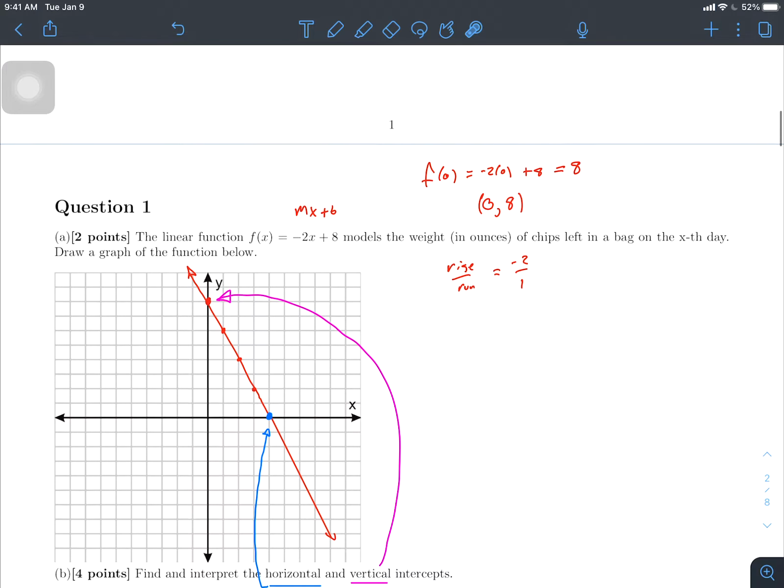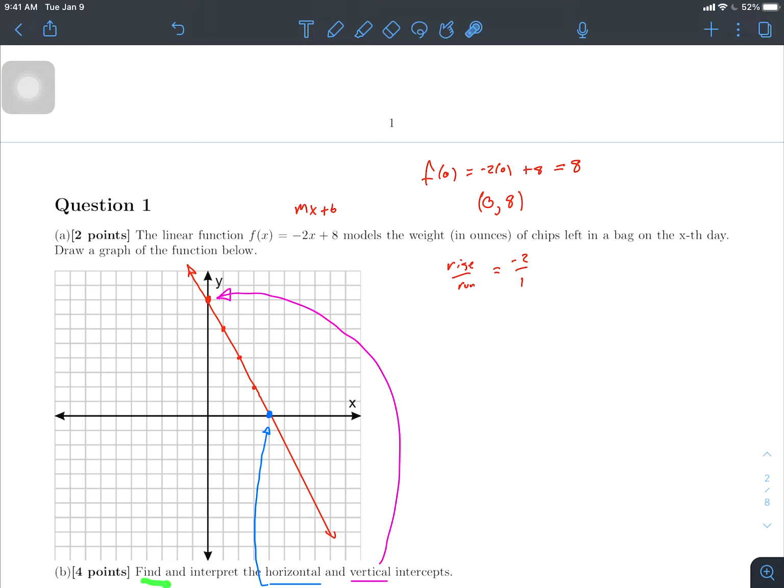And the next part of the problem was to find and interpret the horizontal and vertical intercepts. Now the horizontal intercept is going to be when the function passes through the horizontal axis. The horizontal axis is the one that goes left and right, okay? And the vertical axis is the one that goes up and down. So the intercepts are where we intercept that axis. So the horizontal intercept can be seen here in blue, and the vertical intercept can be seen up here.